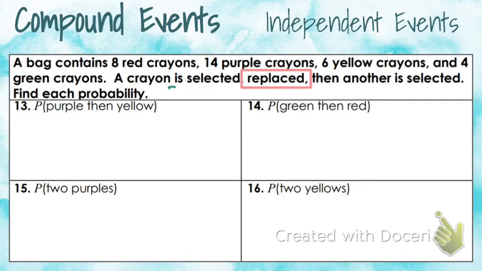And there are 32 crayons total, so we're just going to write that down for reference. So to draw a purple crayon, we would have 14 chances. So 14 out of 32.